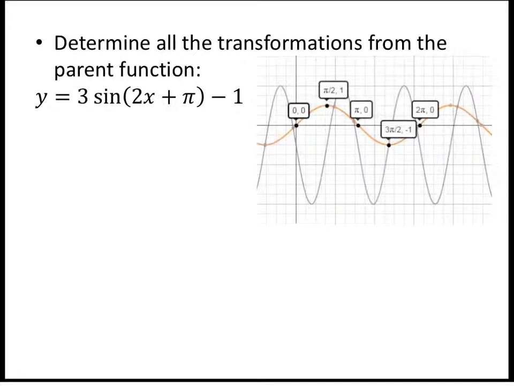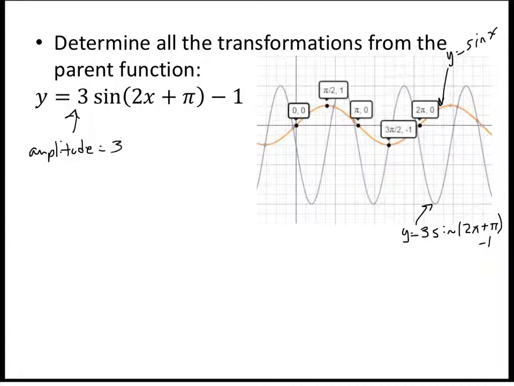Let's take a look at another function. Here we have y equals 3 sine of 2x plus pi minus 1, and I want you to list all the transformations from the regular parent function. Now the regular parent function, of course, is y equals sine of x. And here in the bluish purplish color, we have our transformed function, y equals 3 sine of 2x plus pi minus 1. Okay?